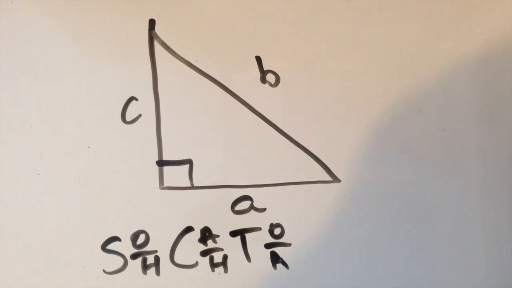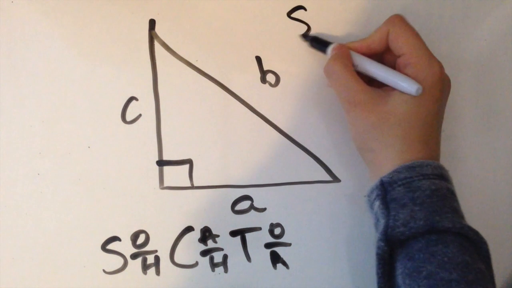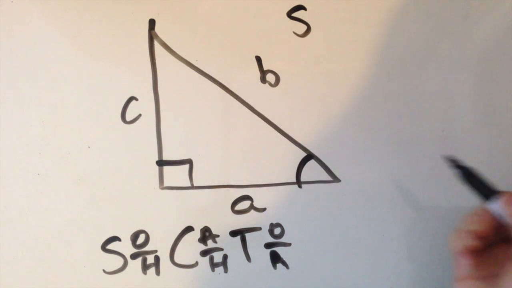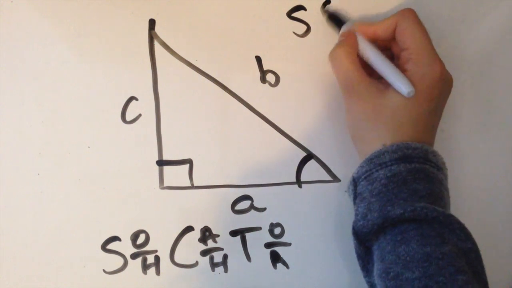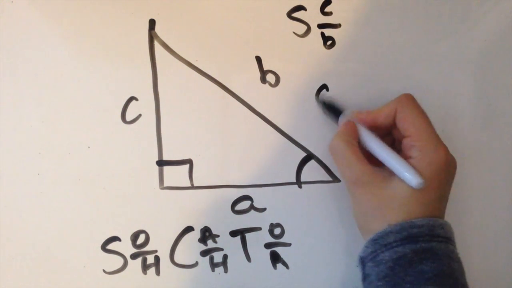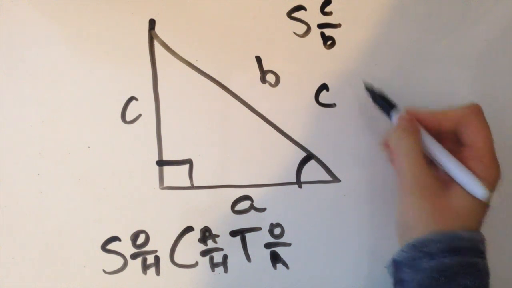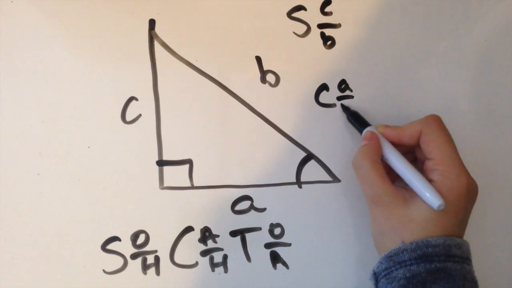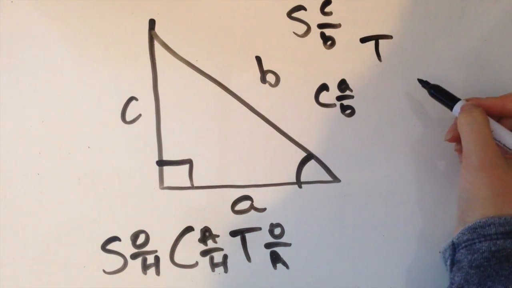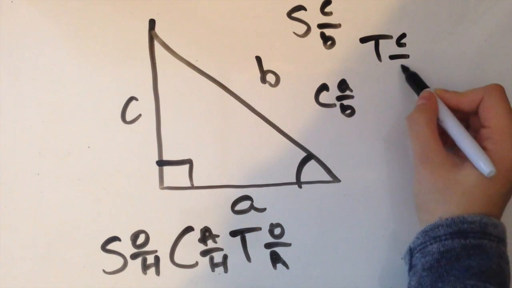To be more specific to this triangle, what this would mean is sine. Let's say we're going to use this angle. Sine is going to be C over B. Cosine is going to be A over B. And tangent is going to be C over A.